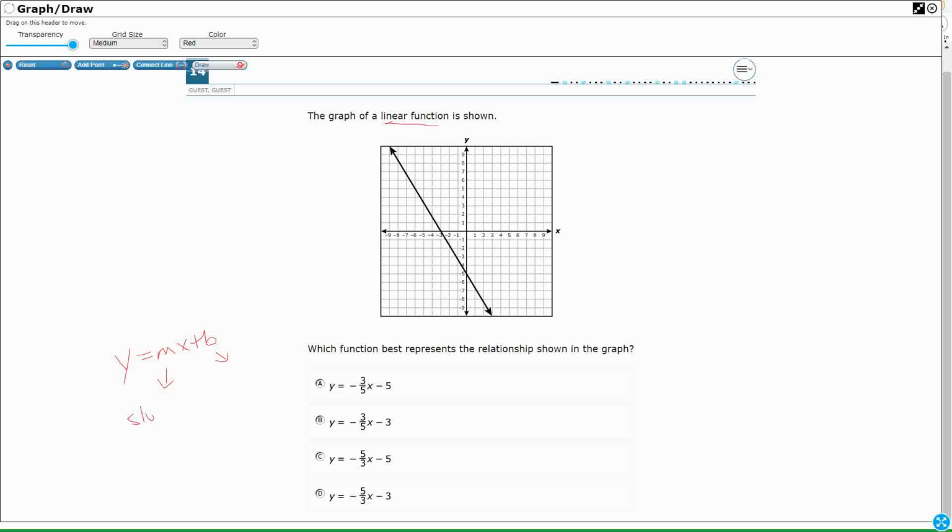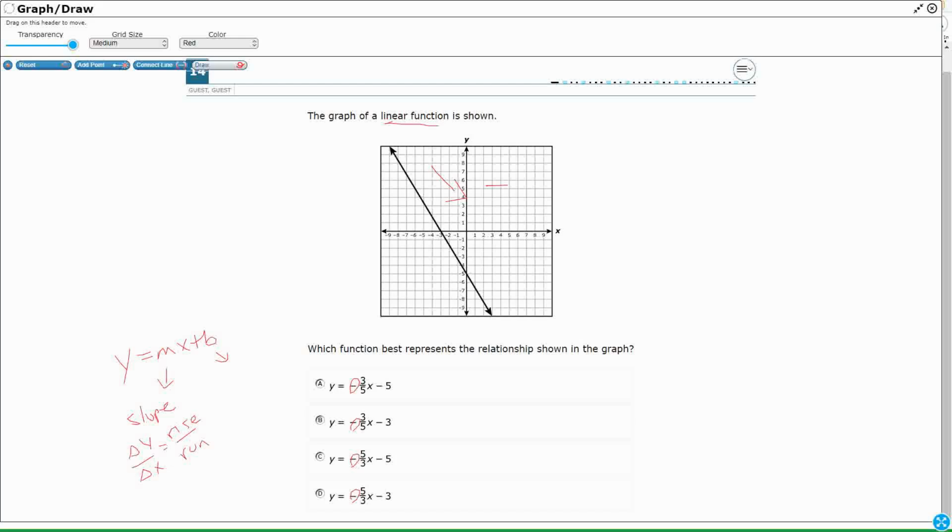Remember, m is our slope. So this is our change in y over the change in x. Sometimes we'll refer to this as our rise over run. It is going down from left to right, so that means it's going to be negative. And we see all of our options are negative. Honestly, they're all either 5 over 3 or 3 over 5, so that doesn't really help eliminate.